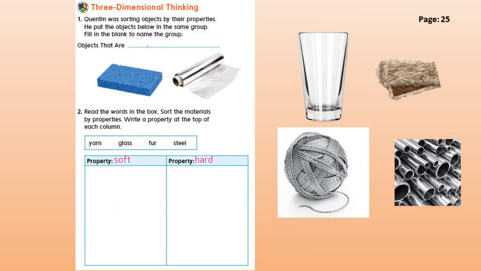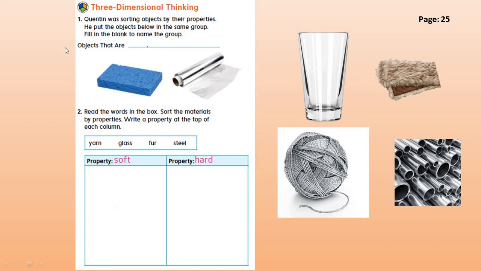Let's see the next page. Page number 25. We have 2 questions. Let's see question number 1. Quentin was sorting objects by their properties. He put the objects below in the same group. We have these 2 objects, sponge and tin foil paper. He put these two objects in the same group. Fill in the blank to name the group.